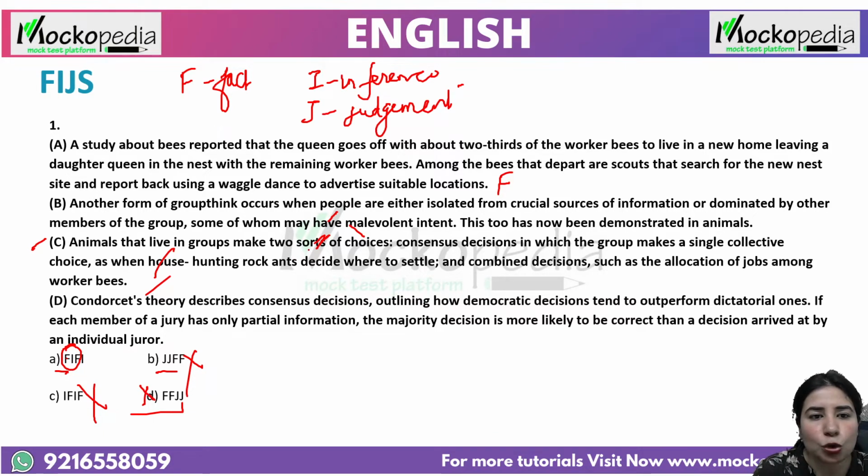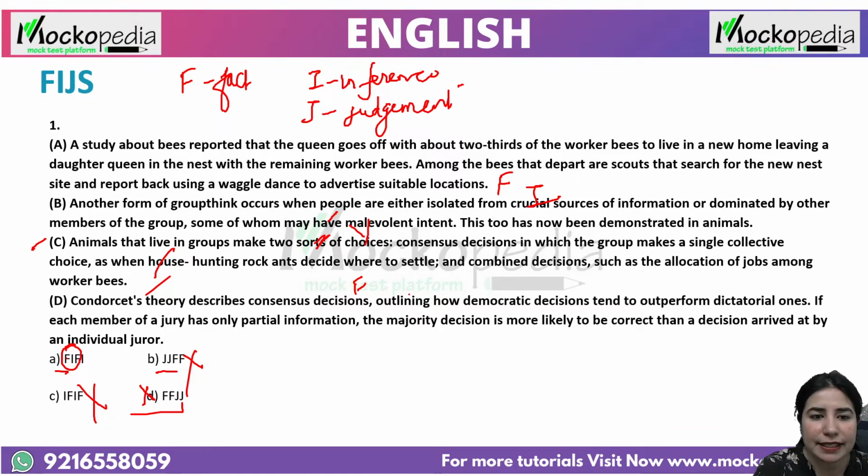Animals that live in groups make two sorts of choices: consensus decisions, in which the group makes a single collective choice, as when hunting rock ants decide where to settle, and combined decisions such as the allocation of jobs among worker bees. So again, this is a study, right? So this is again a fact. So we can say that this is a fact. Second statement we identified as an inference.